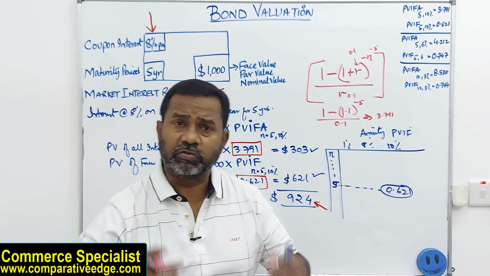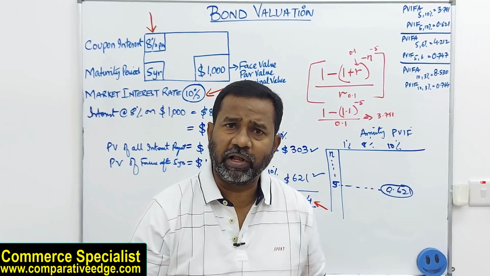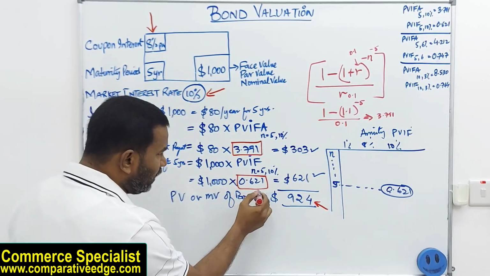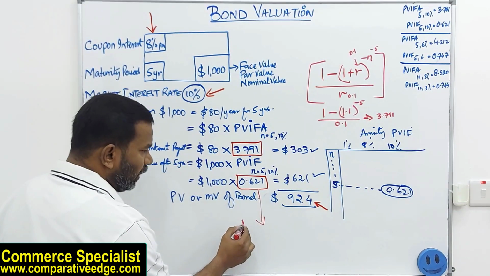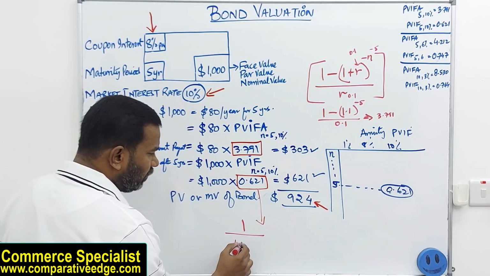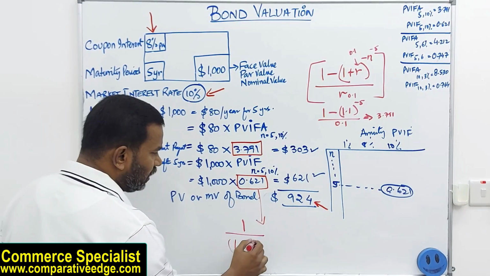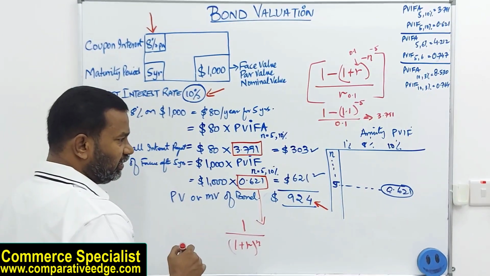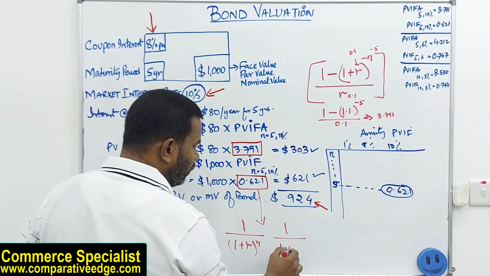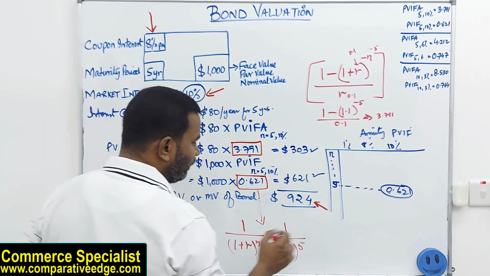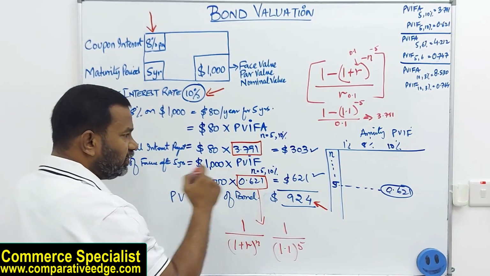Students also ask me, if it's not annuity, it's just normal present value, which means this one. How I got this? What you do is simple. You divide 1 by 1 plus r to the power n, not minus n, just n. So if you do that, it is 1 divided by 1.1 power 5. And when you solve this, you get 0.621.